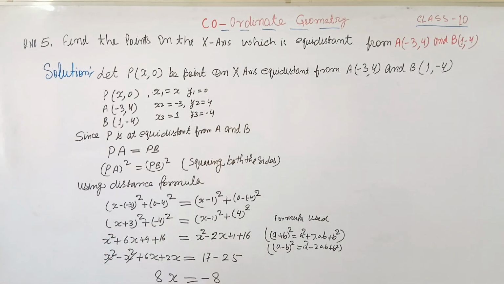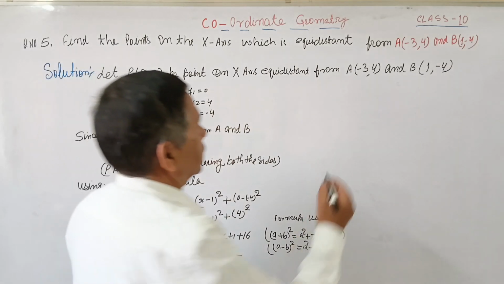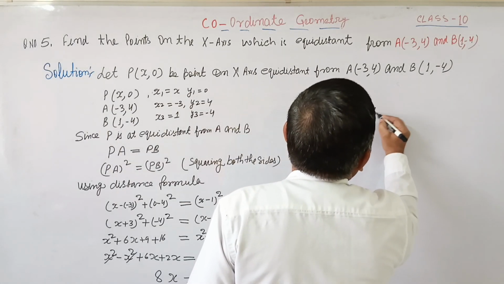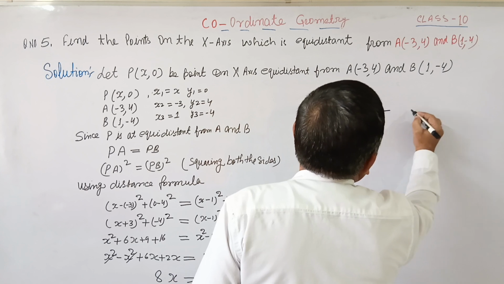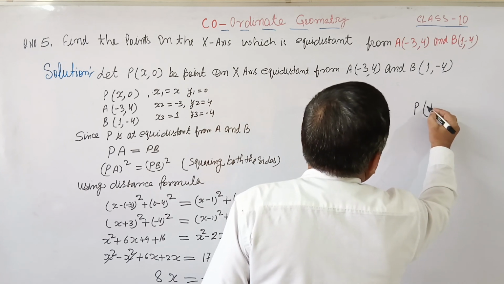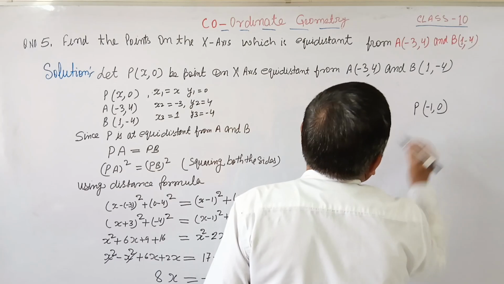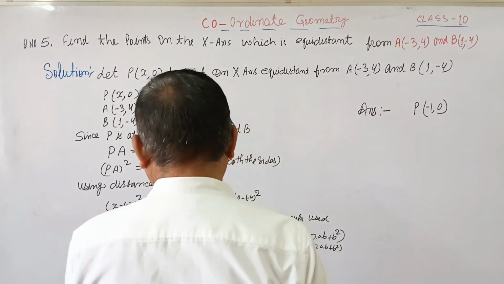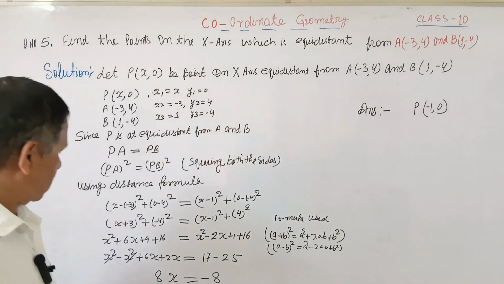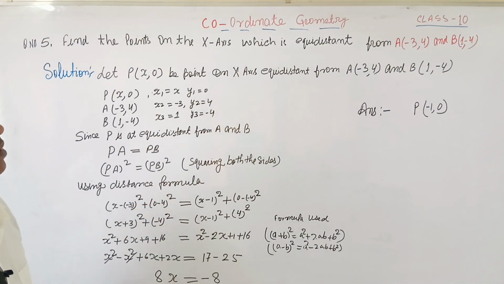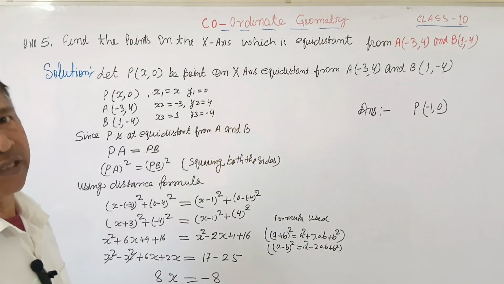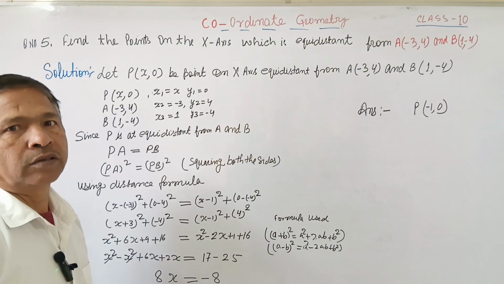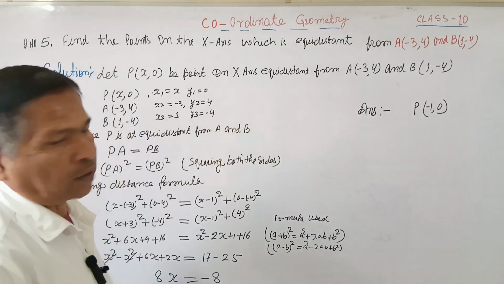So our answer will be minus 1 and 0. So answer is point P is minus 1 and 0, because we have got the value of minus 1 and 0. So in this way the question is solved. Now the next question we will see if the point is on y-axis. So I will solve the next question.